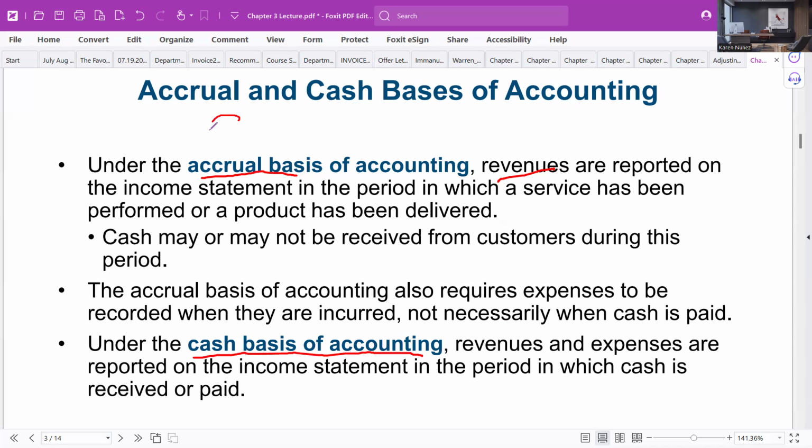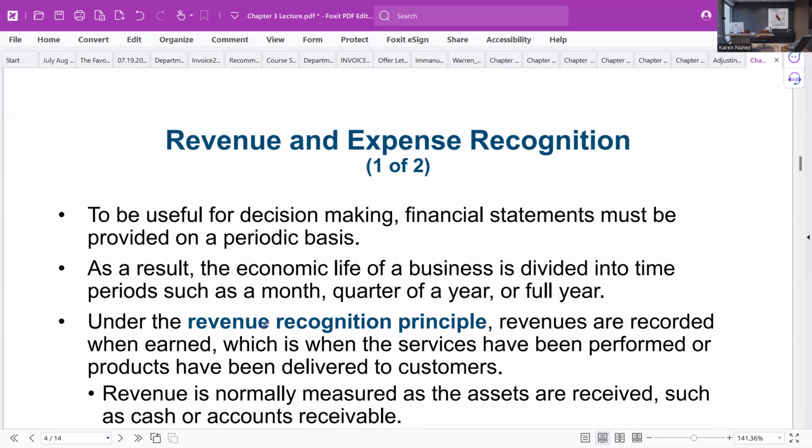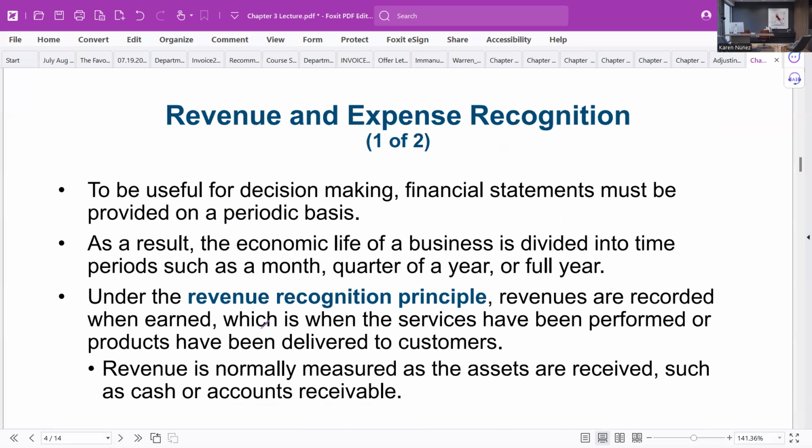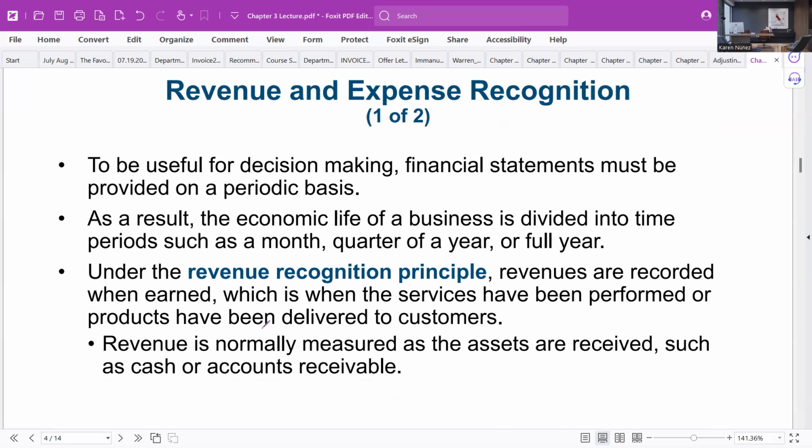But GAAP, generally accepted accounting principles, requires the accrual basis of accounting. So we've got to stick with GAAP. And because of GAAP, we've got to make sure that we bring all of our accounts up to date so that our financial statements are useful and meaningful.